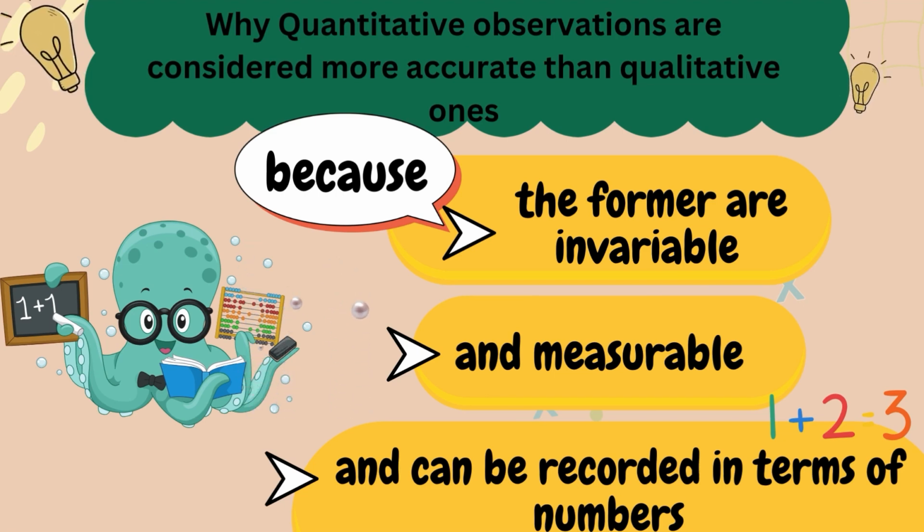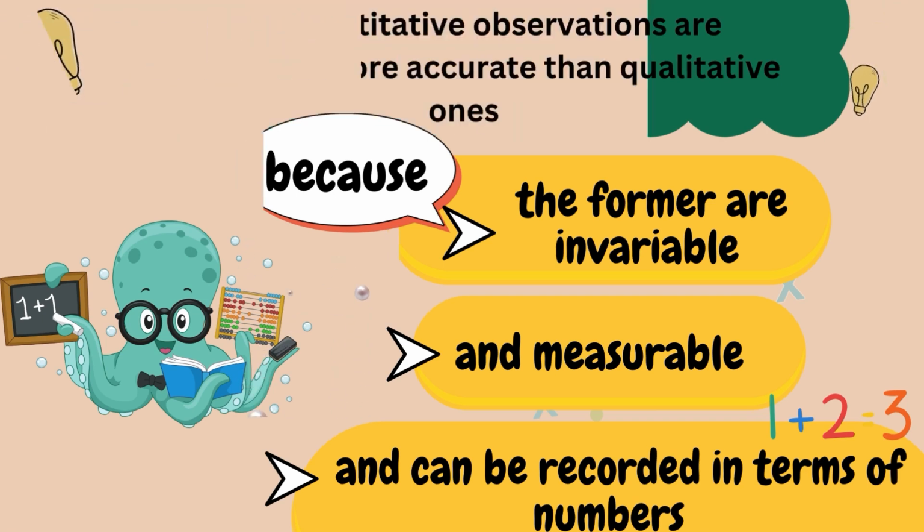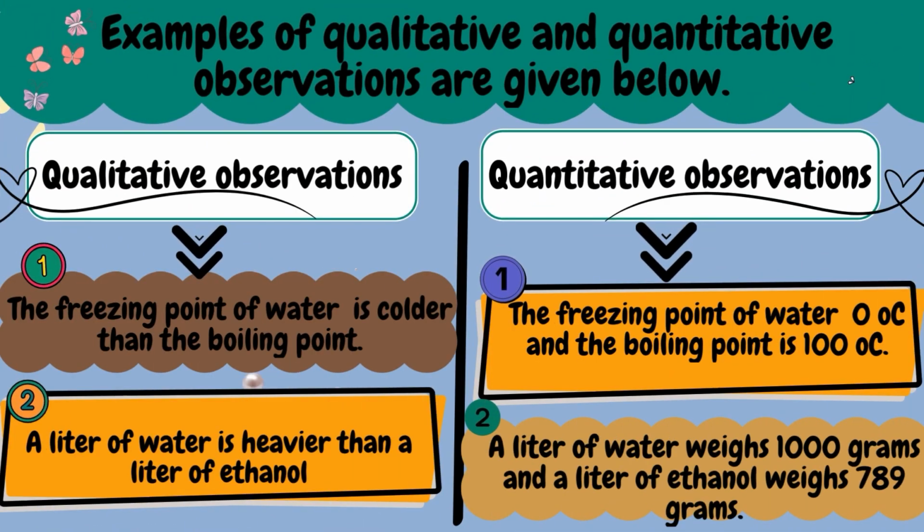Quantitative observations are considered more accurate than qualitative ones. So what is the reason behind why quantitative observations are considered more accurate than qualitative ones? So the answer is that because the former are invariable and measurable and can be recorded in terms of numbers. Examples of qualitative and quantitative observations are given below.